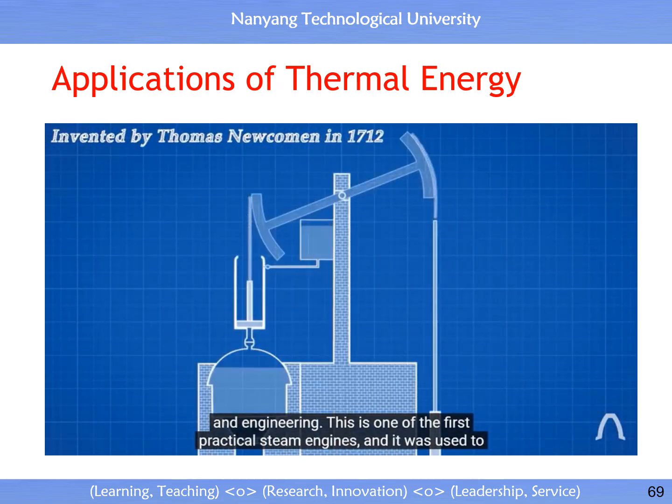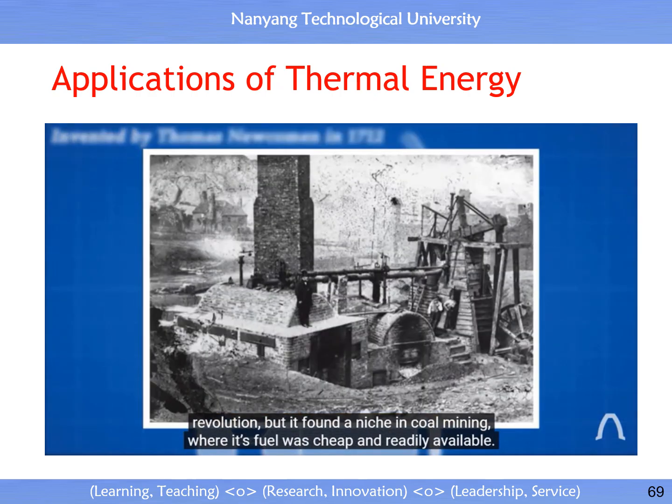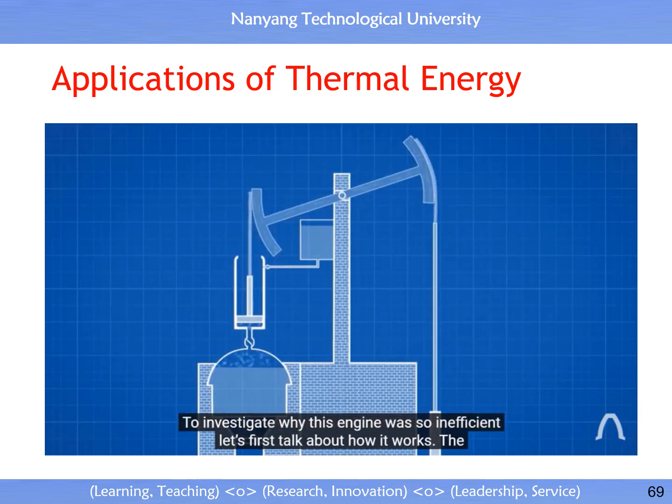This is one of the first practical steam engines, and it was used to pump water. The engine was incredibly inefficient. This machine was not going to start any industrial revolution, but it found a niche in coal mining, where its fuel was cheap and readily available. To investigate why this engine was so inefficient, let's first talk about how it works.